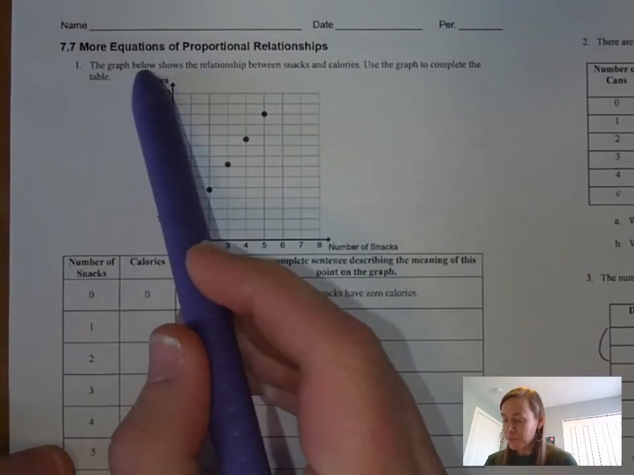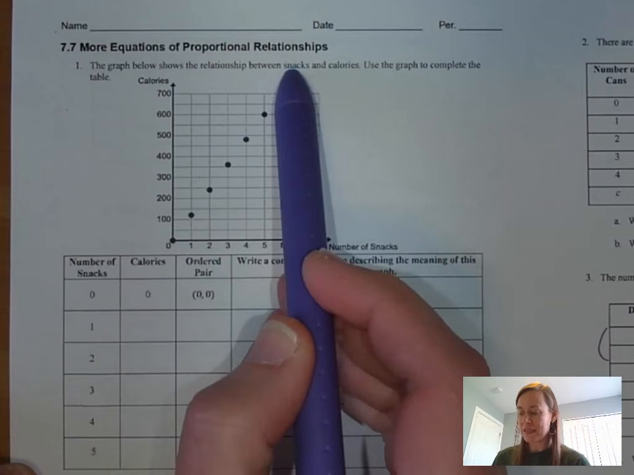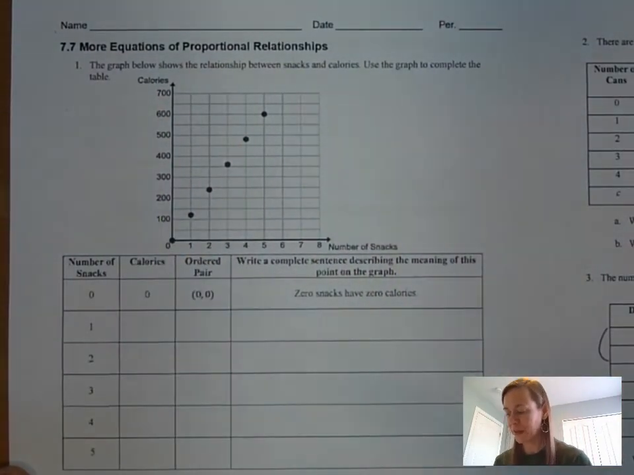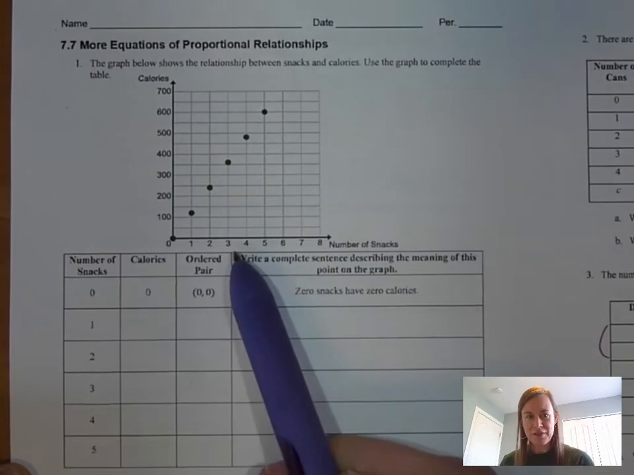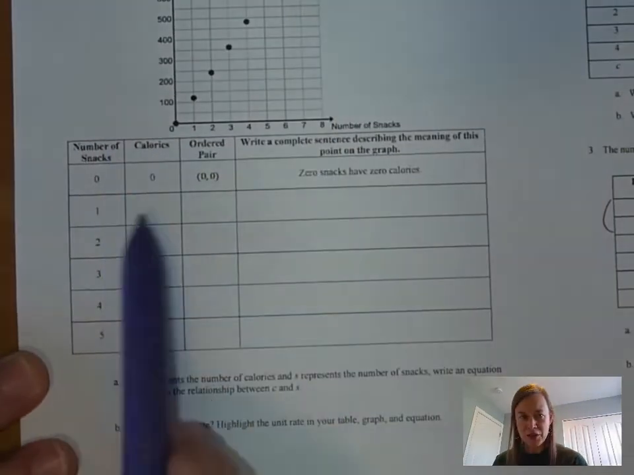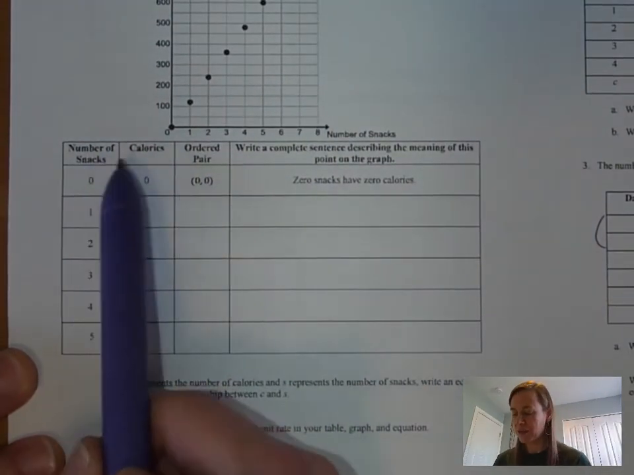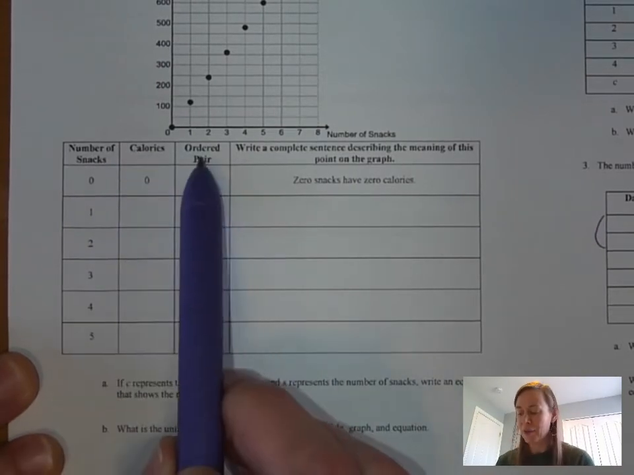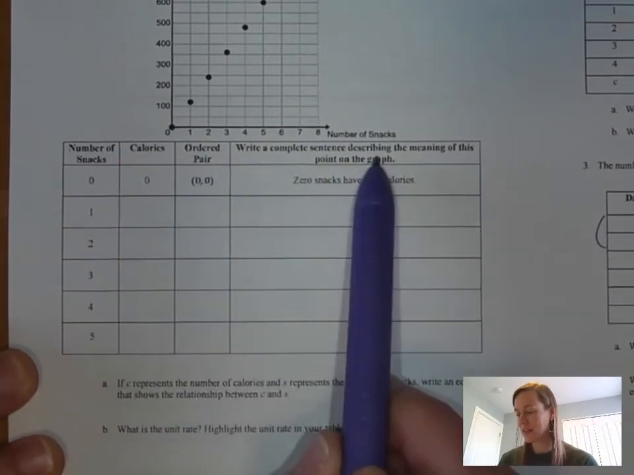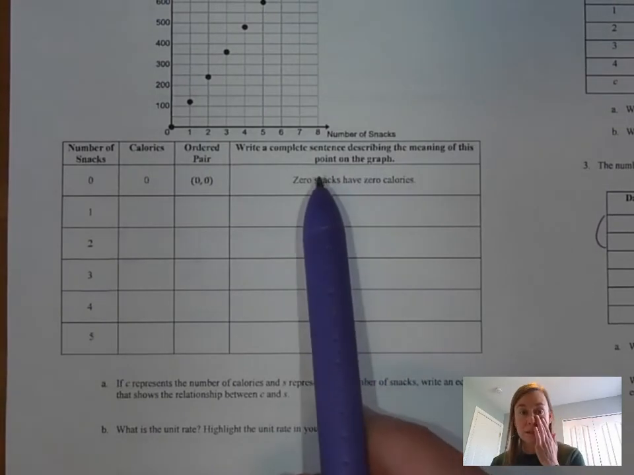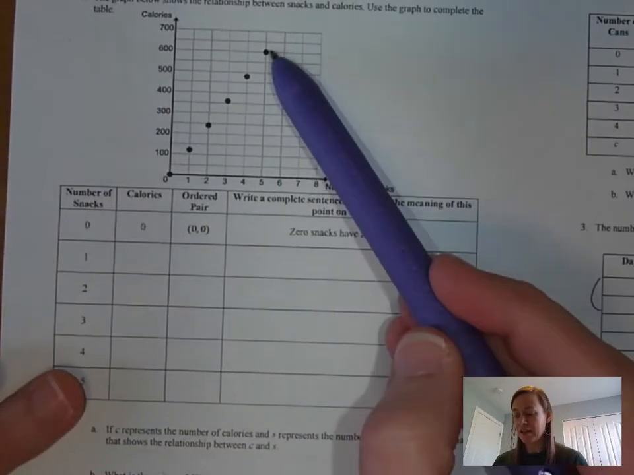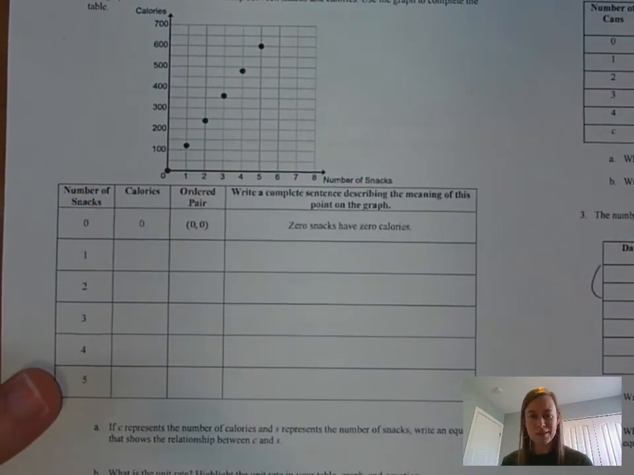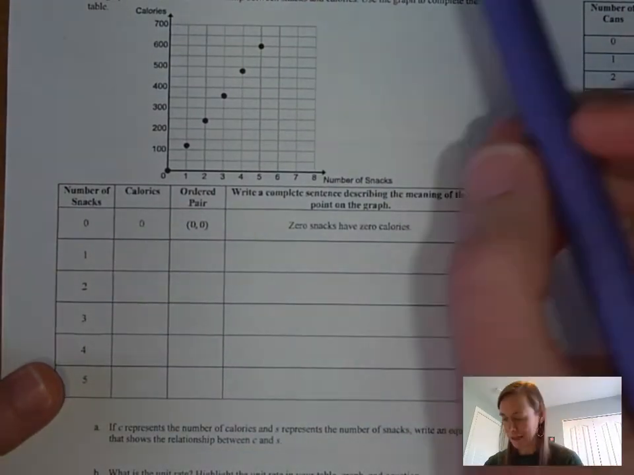It says, the graph below shows the relationship between snacks and calories. Use the graph to complete the table. All right, so you've got the graph here, and then down here you have your table, with a column for number of snacks and a column for calories. Here we have ordered pair, and here's just a sentence talking about what that point represents. So we're supposed to take the information from the graph and put it into the table. So let's take a look at the graph and see what we can find.